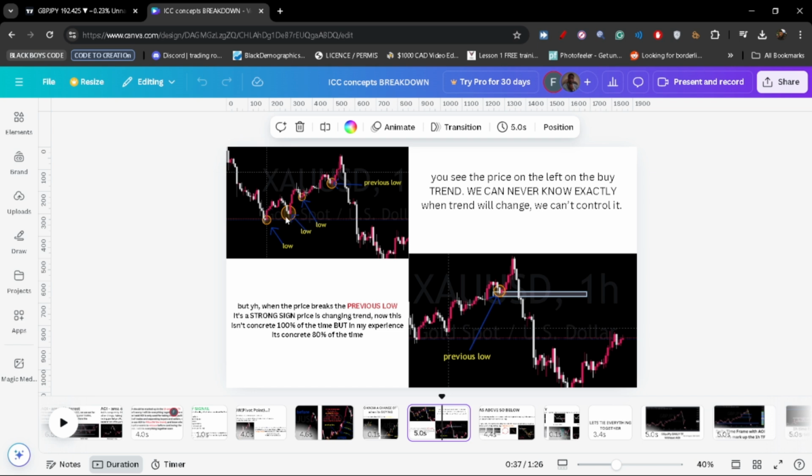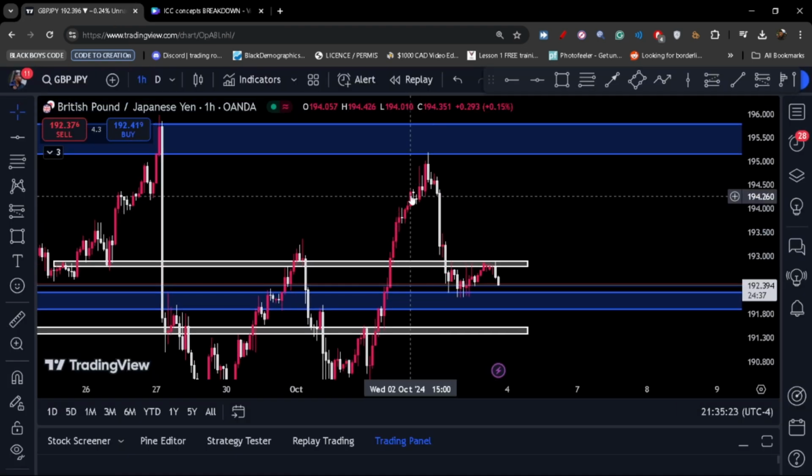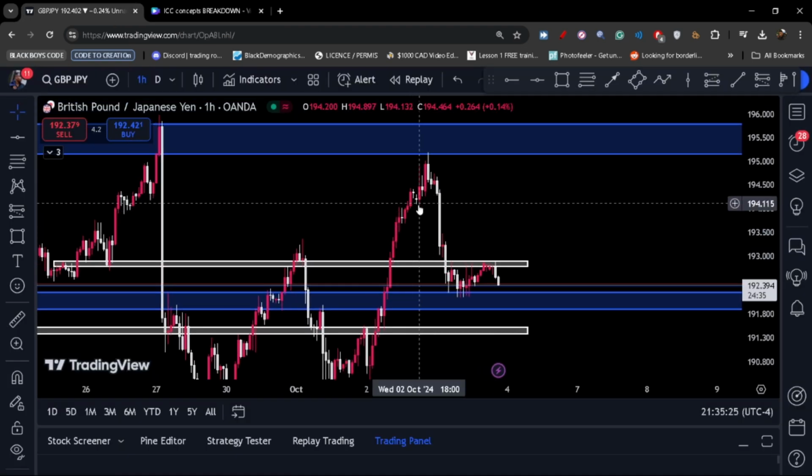Why? Because my system has told you guys that whenever you're looking for a reversal, or you want to know what the trend is, you need to understand what the current trend is and then the previous low. If you can understand what the previous low is, then you can know when the trend has officially changed. So whenever the trend changes, it breaks and closes below the previous low, and when that happens, wait for a retracement to an area of interest and then take the sell.